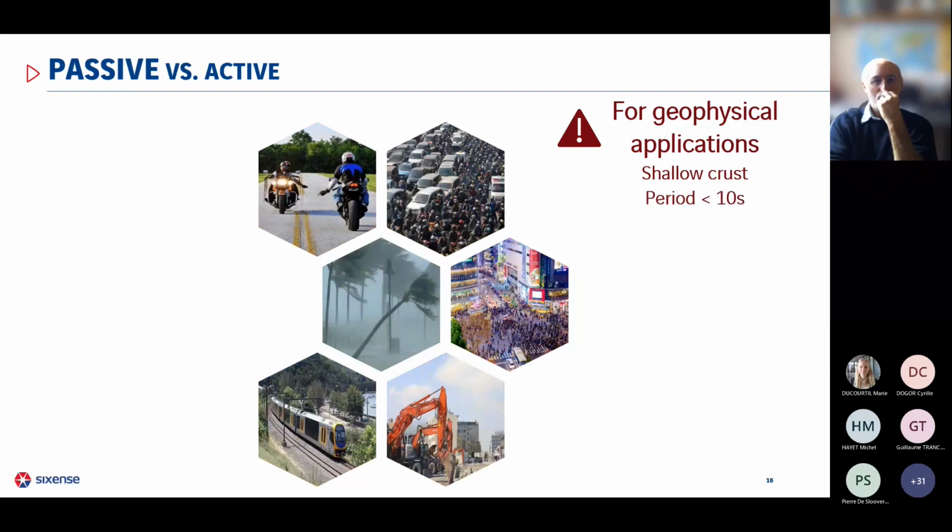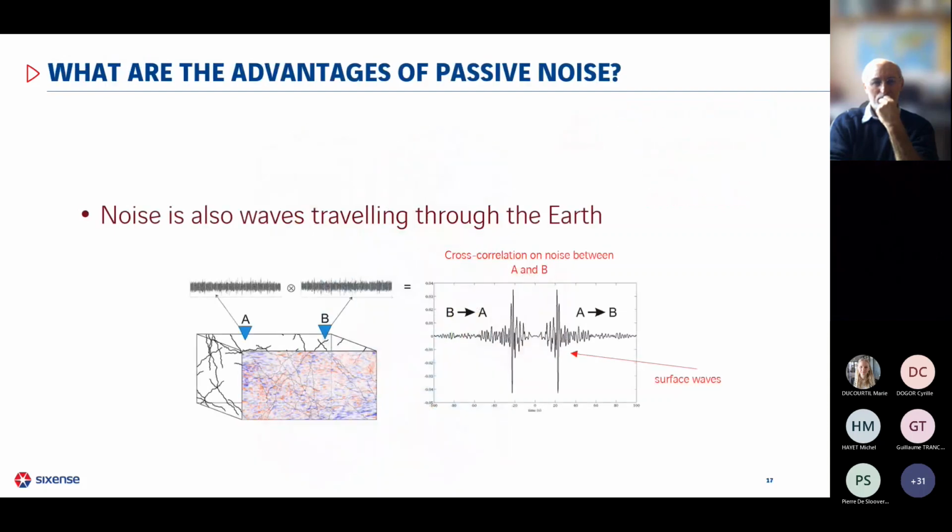However, passive seismic noise is present everywhere, all the time, and it can be emitted by anything that happens on the surface, as we see in a few examples here: traffic, trains, construction sites, etc. Okay, so this seismic noise exists, but how can we use it and why would we? What are the advantages of using this noise?